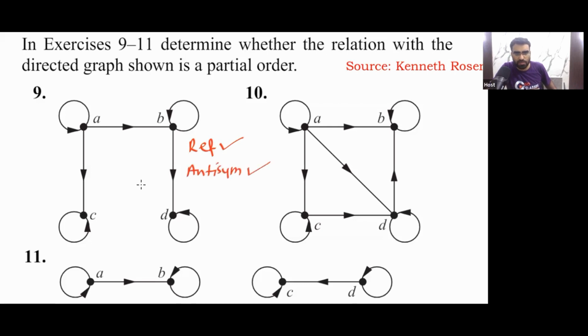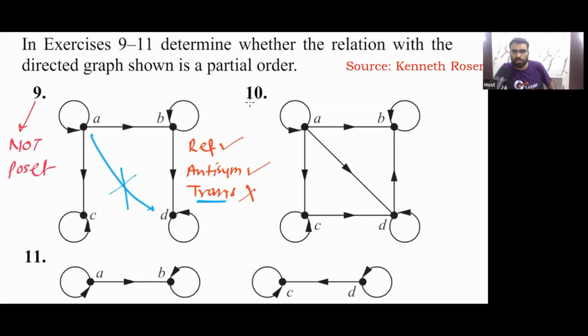Okay, what about transitive? Is there any violation of transitive property? Yes, there is a violation of transitive property because A related to B, B related to D, but A is not related to D. So there is a violation here, right? You can see we have a violation here. So transitive property is not satisfied. So definitely this is not a POSET.